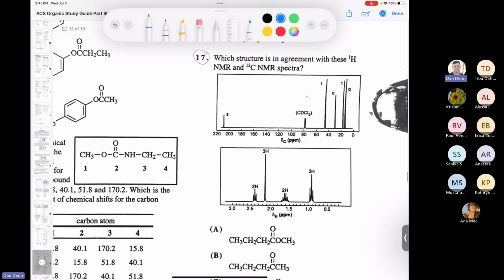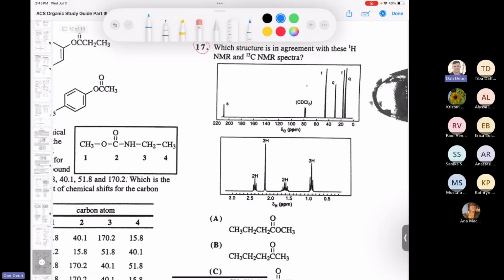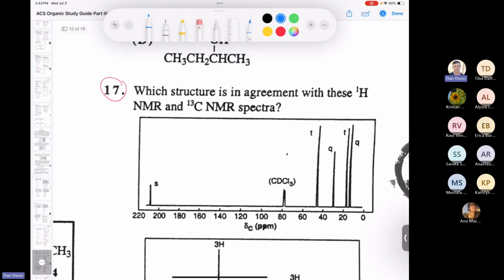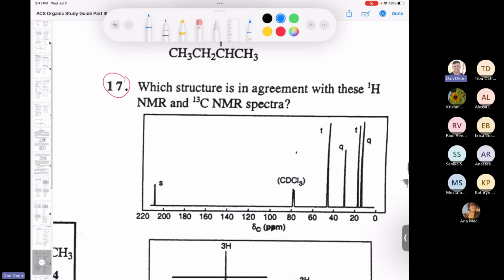Number 17, oh boy, you've got a proton and a carbon-13 NMR spectrum, and it just asks which structure agrees with these. So if you take a look at the carbon, you can see you have 5 signals. So there's 5 signals here.